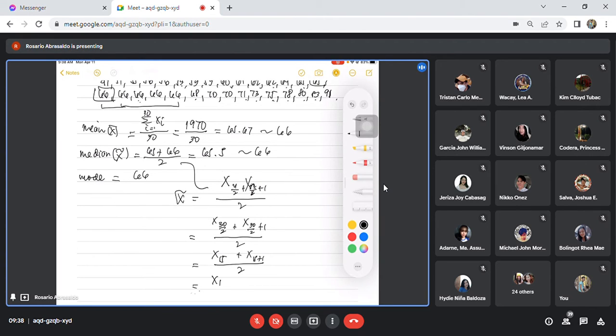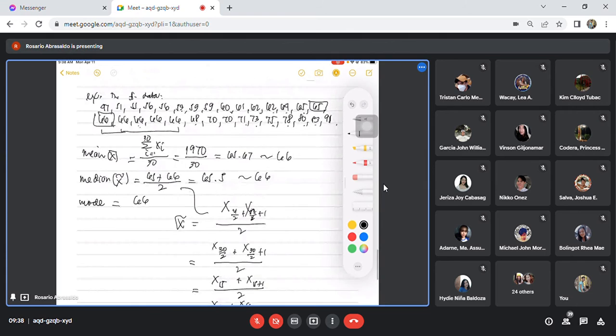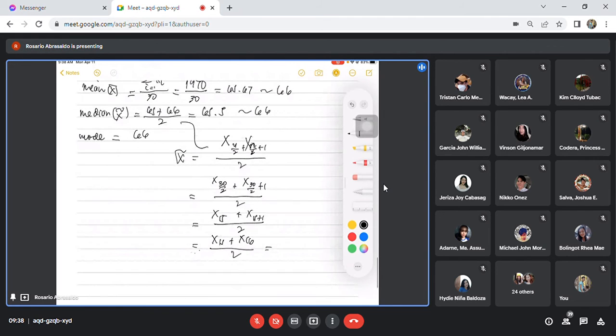Mahitabo x sub 15 plus x sub 16, no? Divide 2. Kung sa may 15 na to, mani siya atong x sub 15. Mani siya atong x sub 16. So, therefore, pareho ra gyapon. 65 plus 66 divide 2. So, mo na siya 65.5. So, the same ra gihapon class ang ato ang median. No? The same ra gihapon.